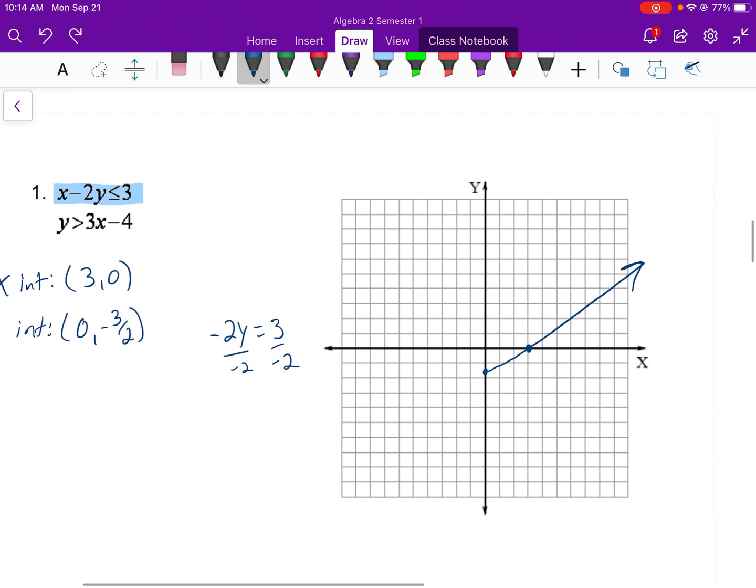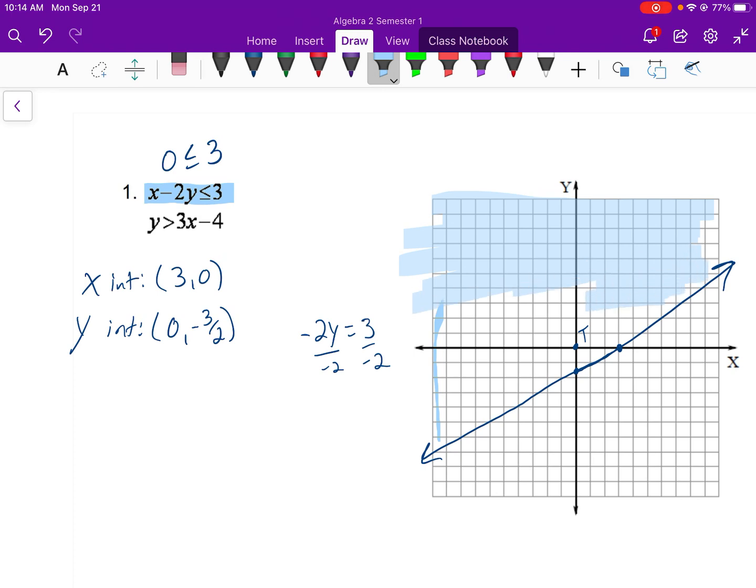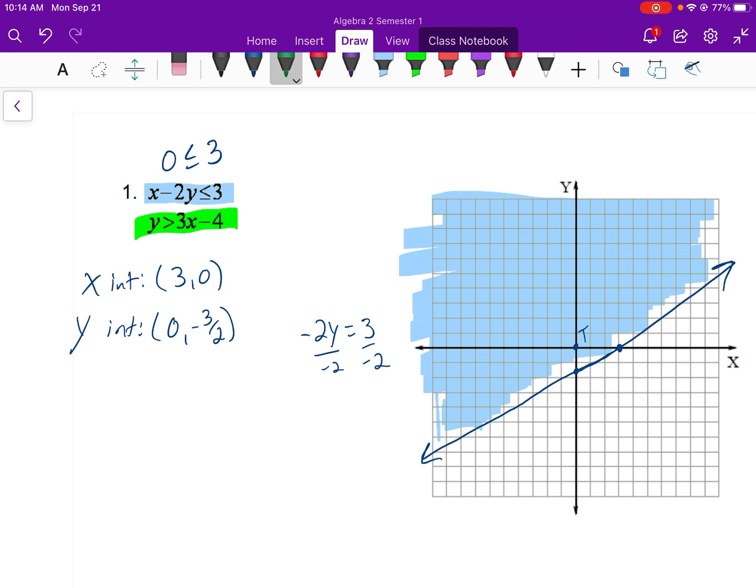Ooh, that's not a very good line at all. There we go. Let's check a point. We can use (0, 0). 0 is less than or equal to 3. That is true, so we would shade above. I'm doing this a little differently. Last time we did arrows. This time I'm going to do the shading for both, and then we're going to look for the overlap of the two inequalities. Let's do the next one in green.